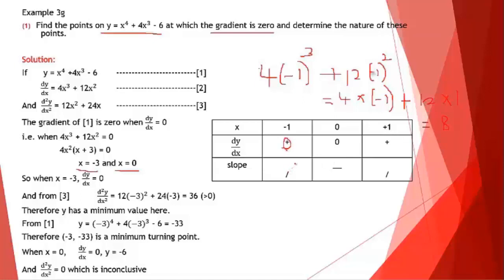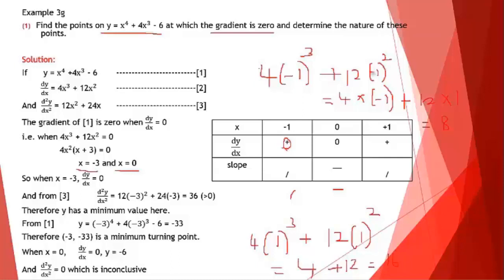So the slope is positive, and at the stationary point dy by dx equals 0, and the slope looks like this, which is parallel to the x-axis. And when a value which is greater than 0 is substituted for x in the equation dy by dx equals 4x cubed plus 12x squared, we get 4 times 1 cubed plus 12 times 1 squared, which equals 4 plus 12, which is 16.